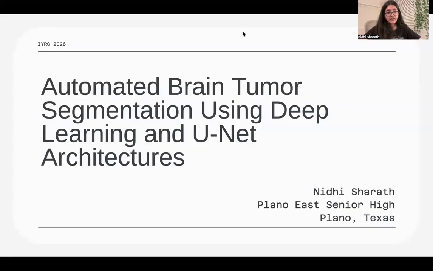Hi, my name is Nidhi Sharath, and today I'll be presenting my research on automated brain tumor segmentation using deep learning and UNet architectures. My research primarily focuses on improving the automation of brain tumor segmentation using different deep learning methods. Brain tumor segmentation is essentially the process of identifying and outlining different tumor subregions within MRI scans.